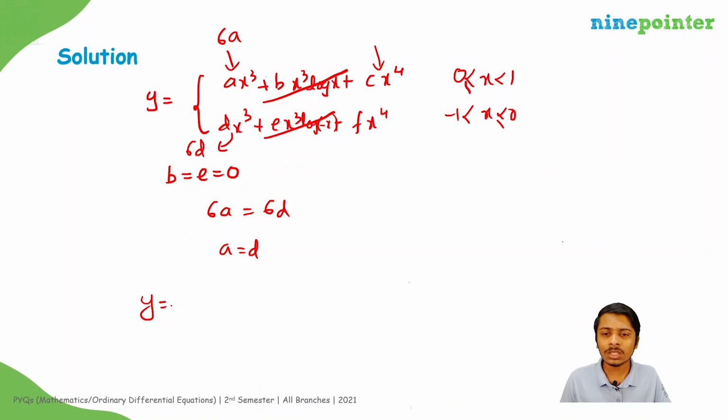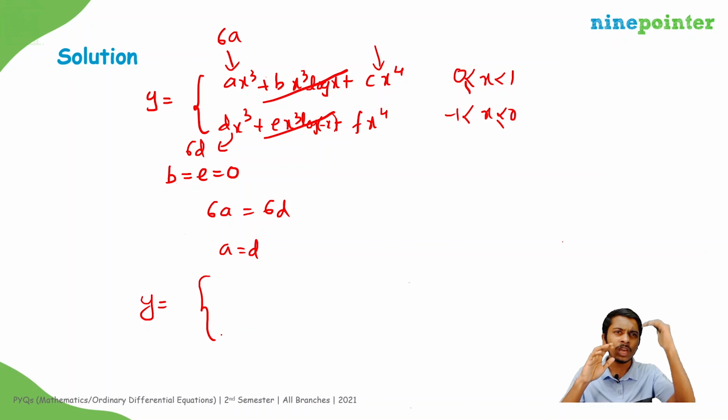So what are the different conditions we applied? One is the continuity of log x, or differentiability of log x, whatever you want to say, and also we need thrice differentiability on the polynomial terms, so that a and d should be equal.